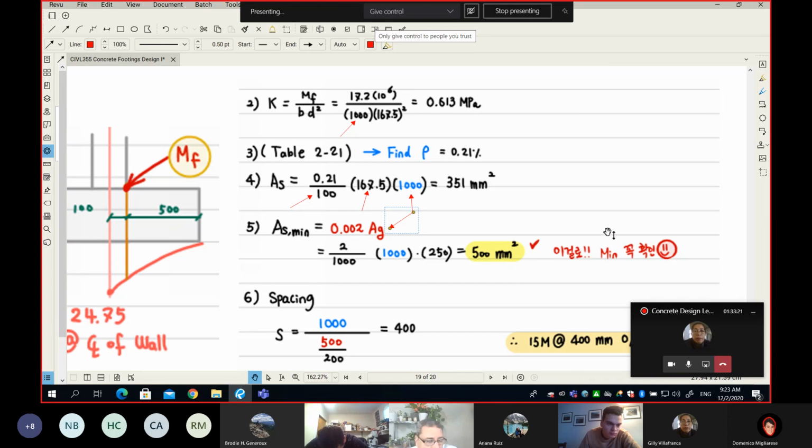So it's 500 millimeter square. And what does it mean? It means the moment needs 351 millimeter square of steel, while the code says the minimum you can add is 500. What can we do?